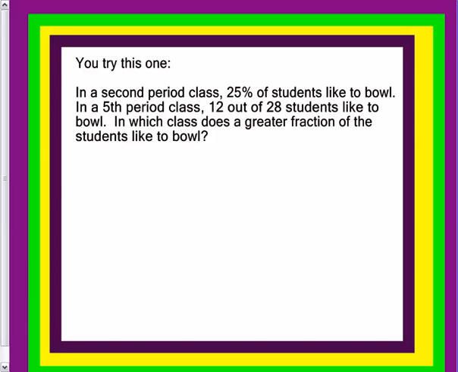All right, so in a second period class, 25% of students like to bowl. In a fifth period class, 12 out of 28 students like to bowl. In which class does a greater fraction of the students like to bowl? Okay, so in our second period class, we had 25%, which when written as a fraction is 25 over 100, or 1/4.